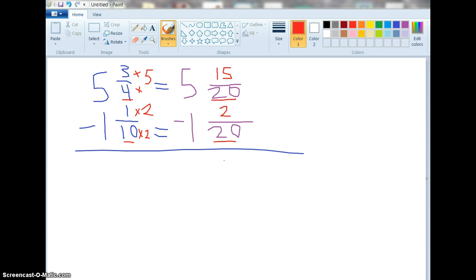At this point, ask yourself, can 2 be subtracted from 15 and you end up with a positive number? Right, we'll get a positive 13. This may not always be the case, so you might have to borrow or use a different method. But here we can subtract, giving us 4 and 13 over 20.